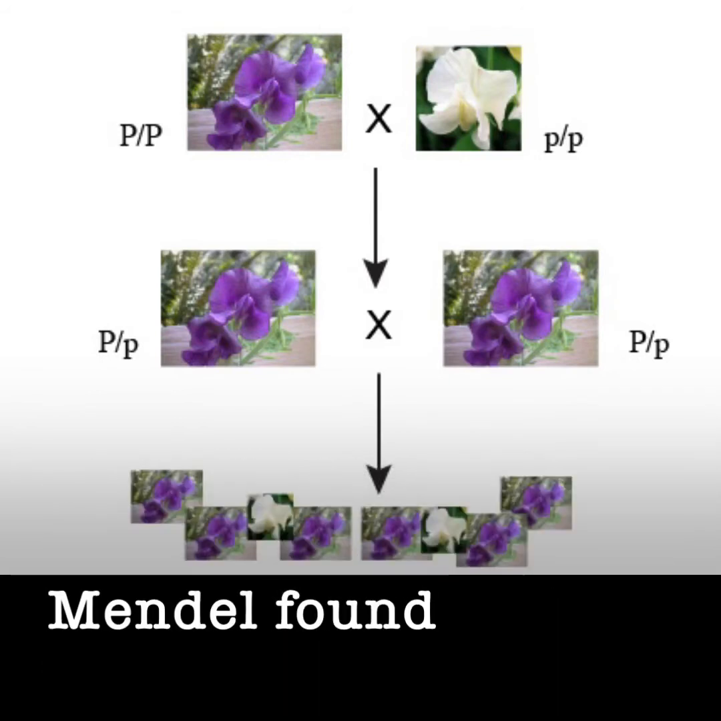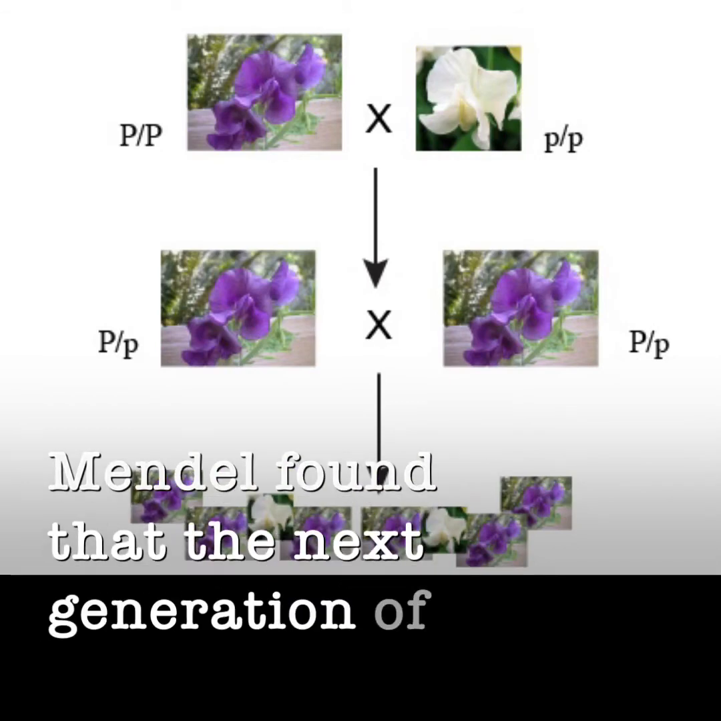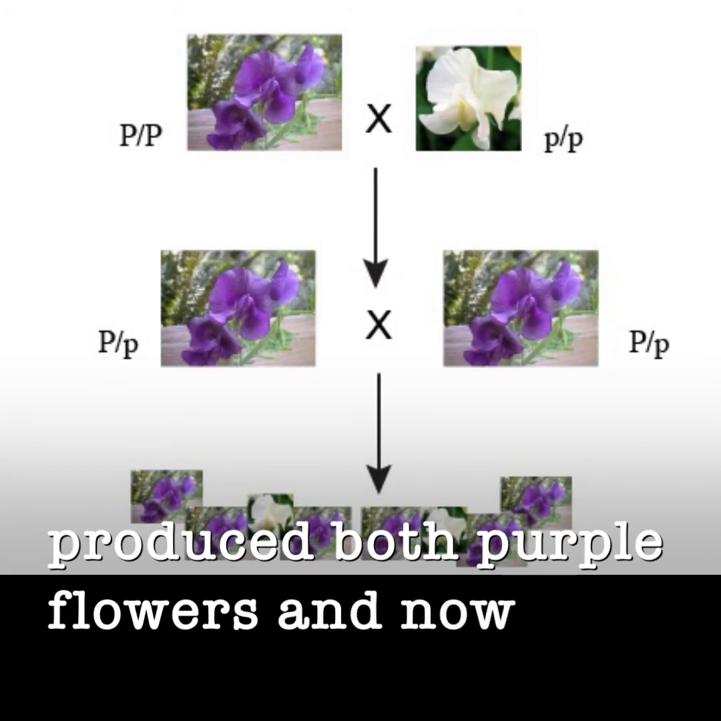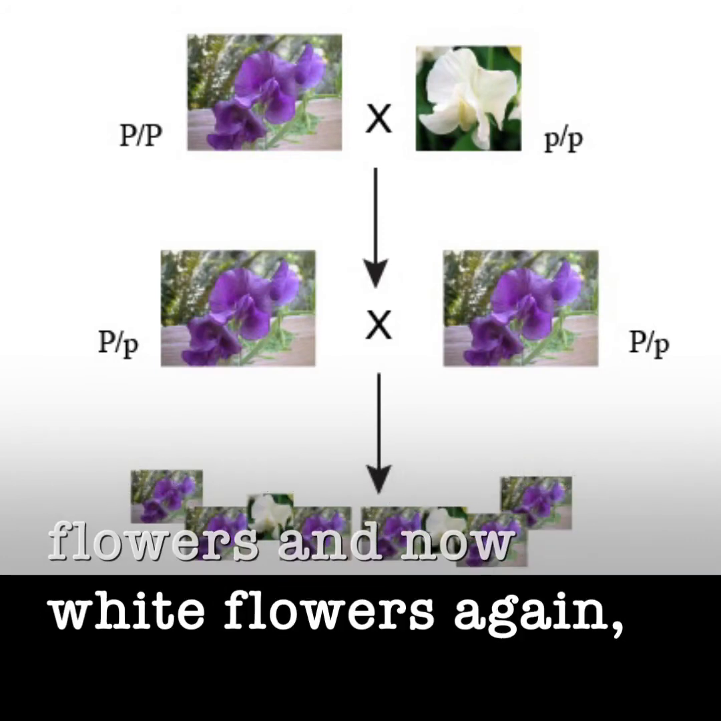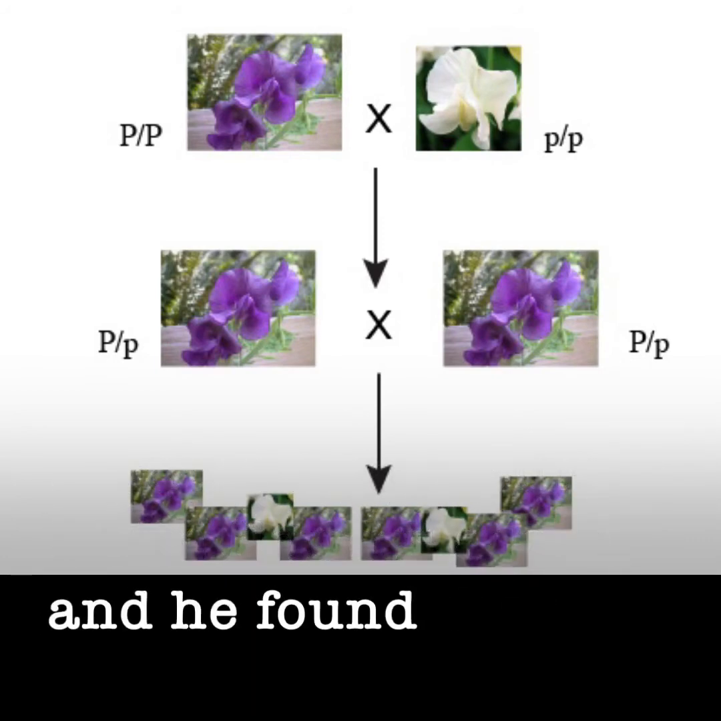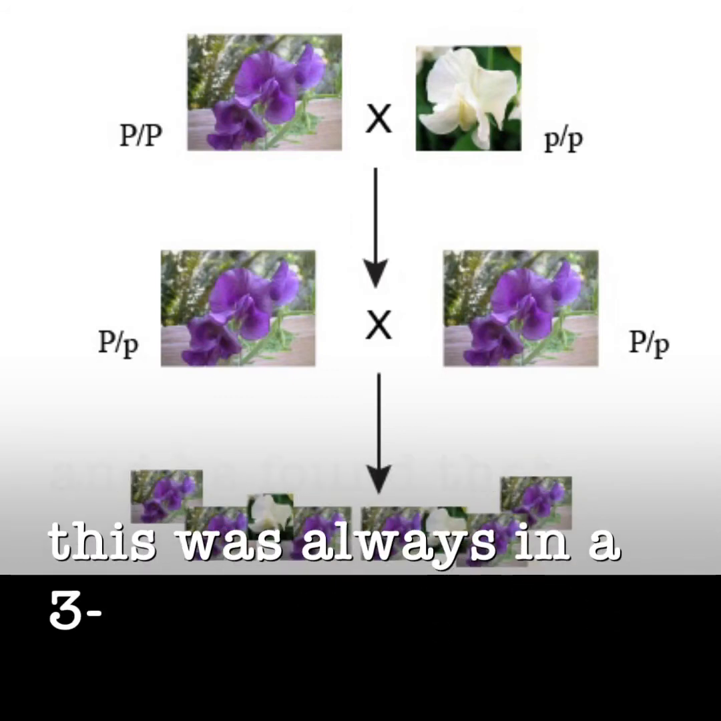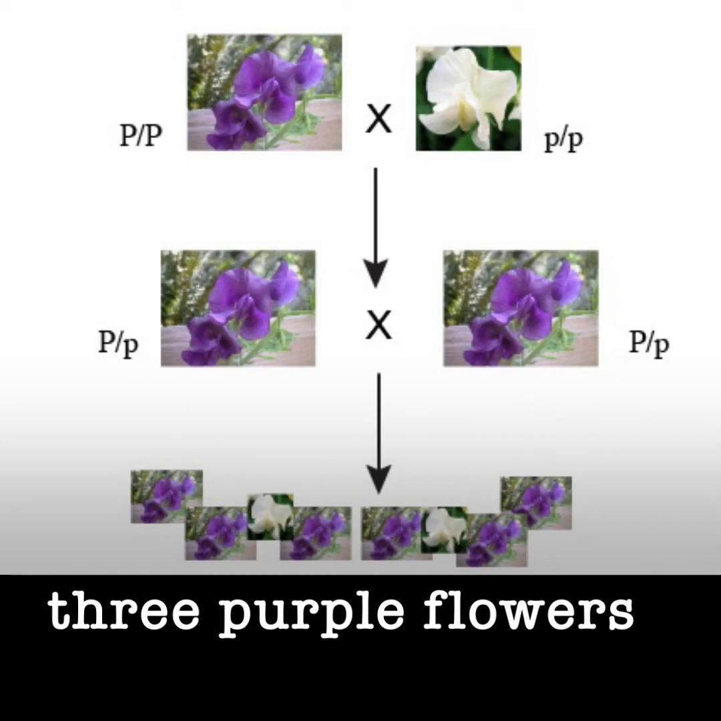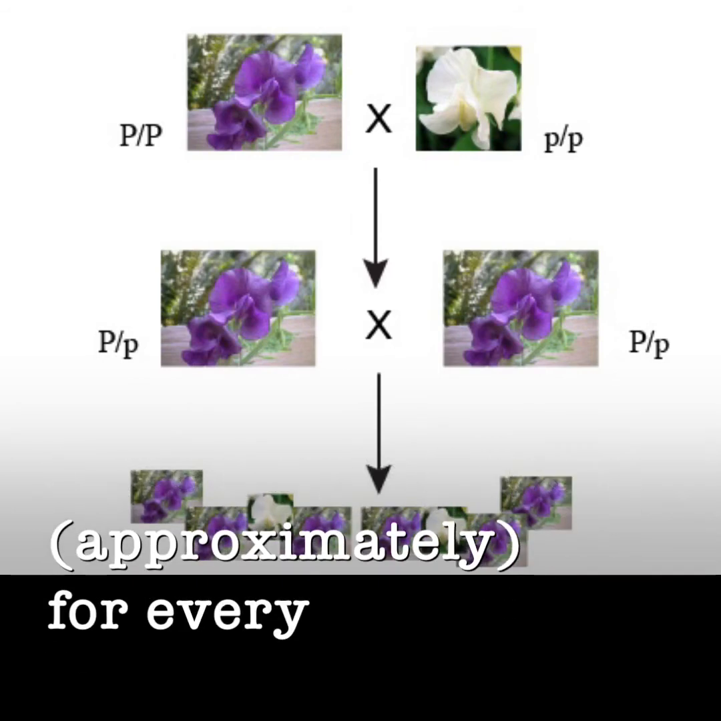Mendel found that the next generation of offspring produced both purple flowers and now white flowers again. And he found that this was always in a 3-to-1 ratio. 3 purple flowers, approximately, for every white flower.